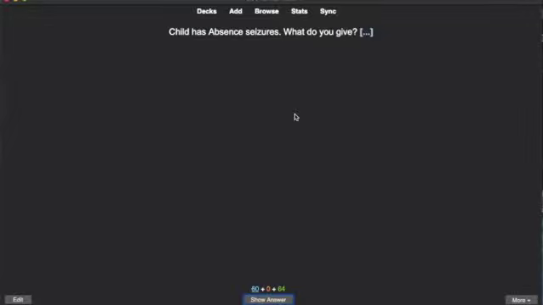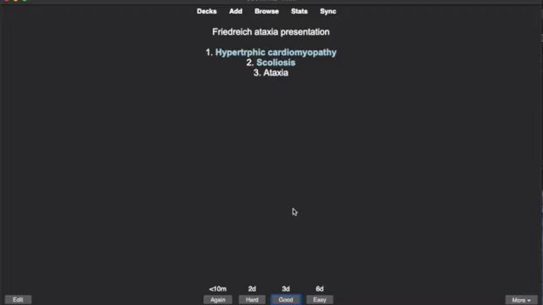Child, absent seizure. What do you give? Ethosuximide? Sure. So I give myself 5 days. Friedreich's ataxia presentation. So I've given myself numbers. I got to name these two. Well, ataxia, obviously. But scoliosis and cardiomyopathy. Yeah, hypertrophic cardiomyopathy. That's easy.